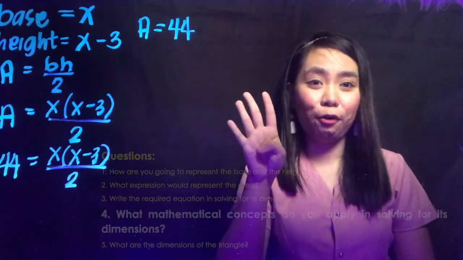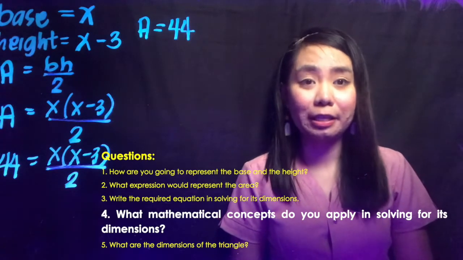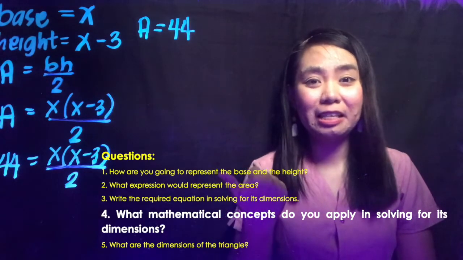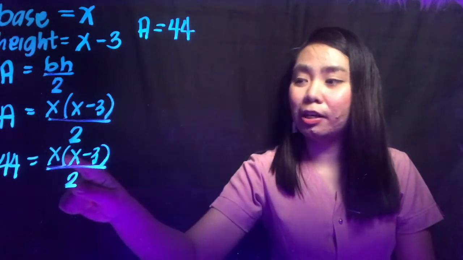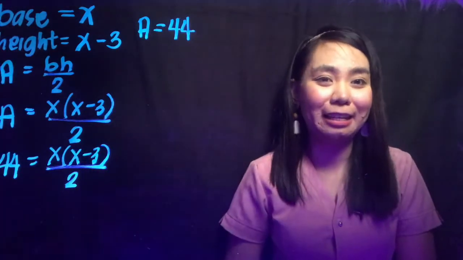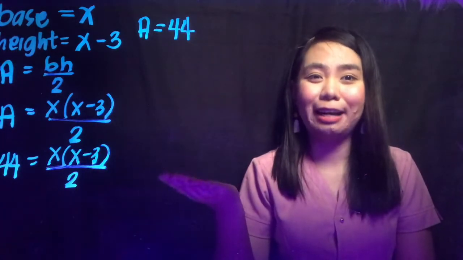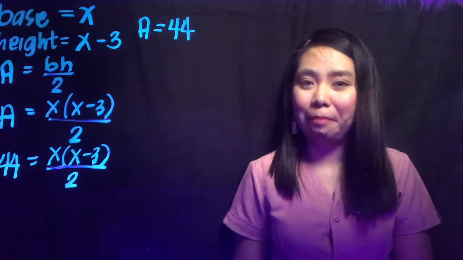And for number 4, what mathematical concepts do you apply in solving for its dimensions? In this case, since we now have x as the only variable, and you can see here x and x, when we multiply, you're going to have a quadratic. So we will be solving a quadratic equation. So to do that, let us solve the problem.